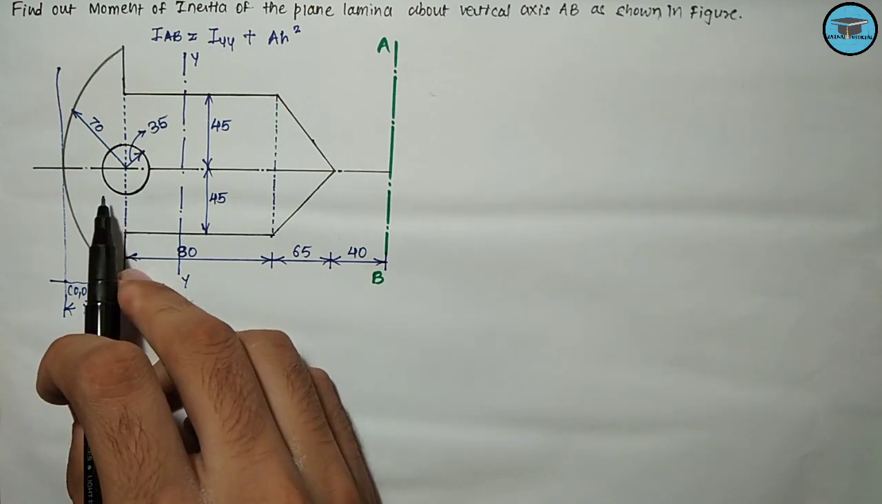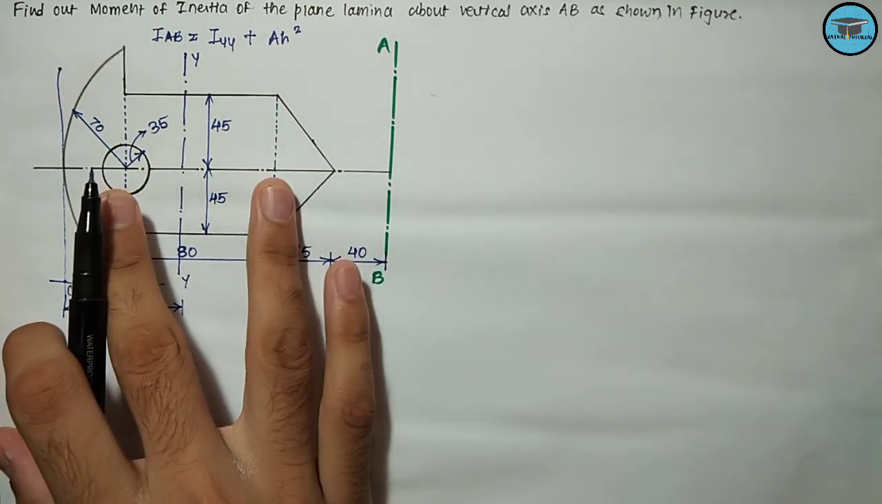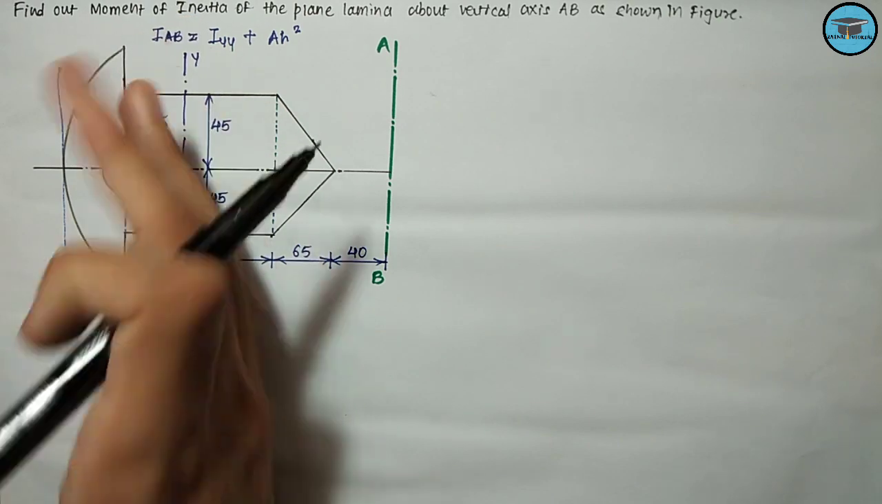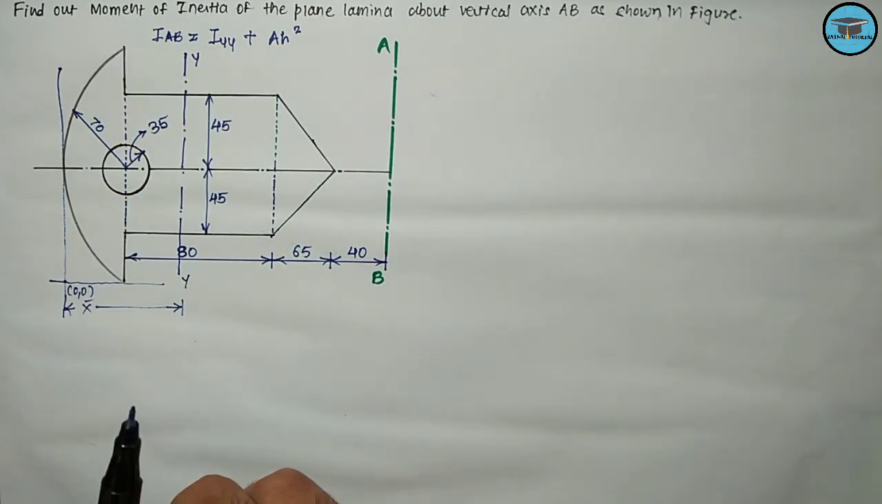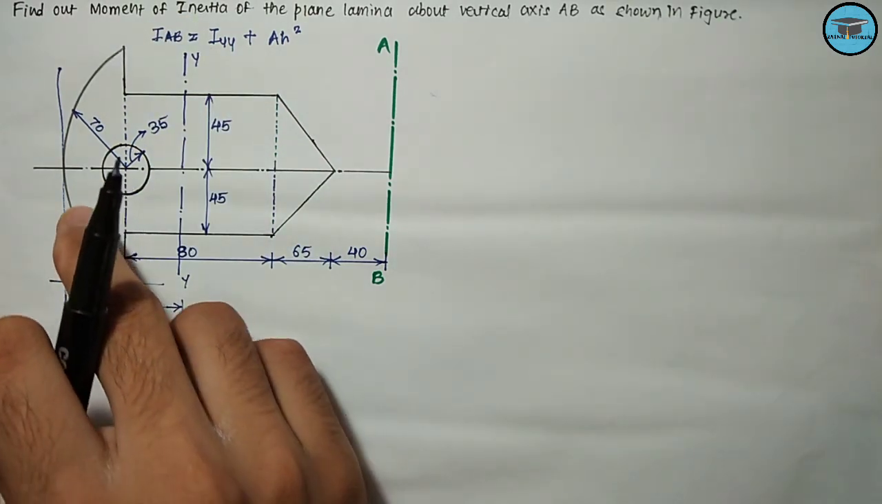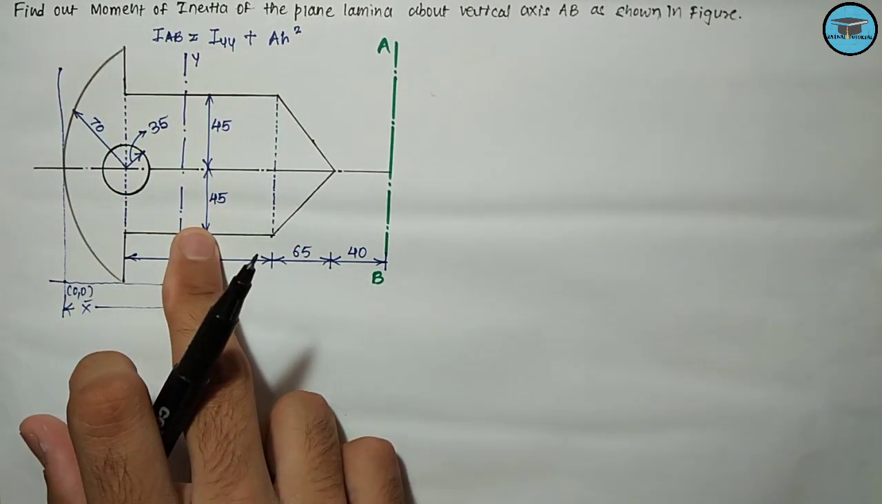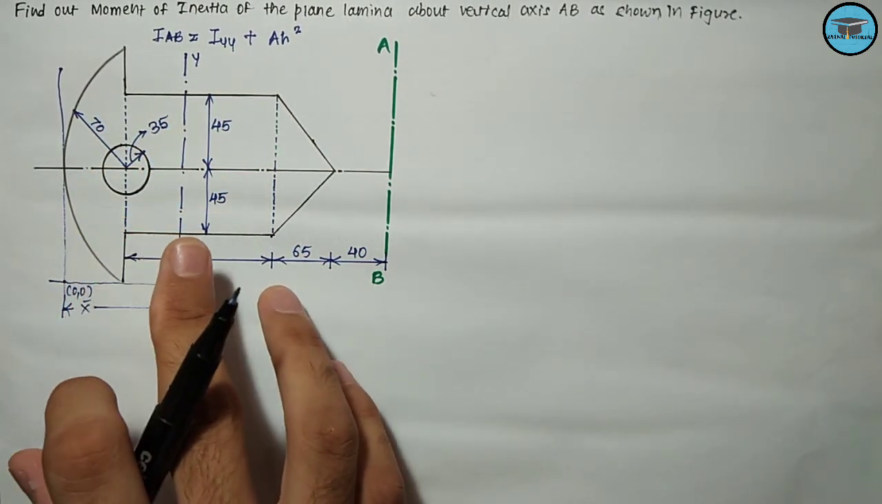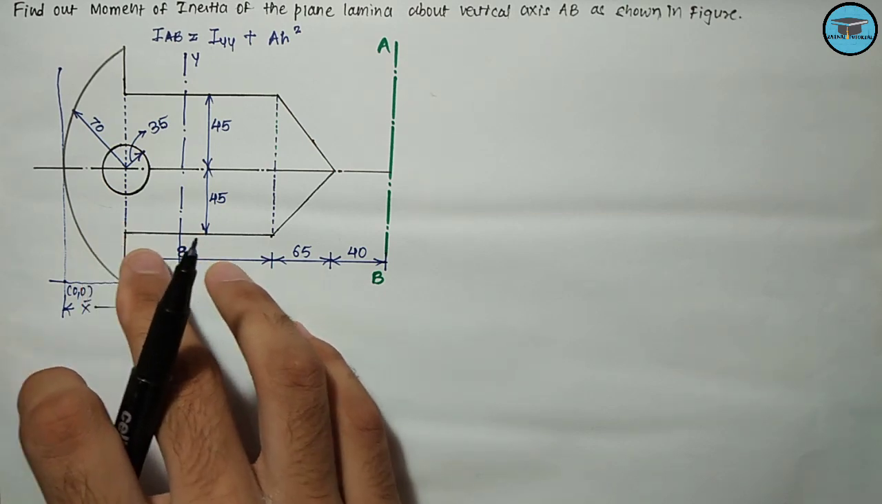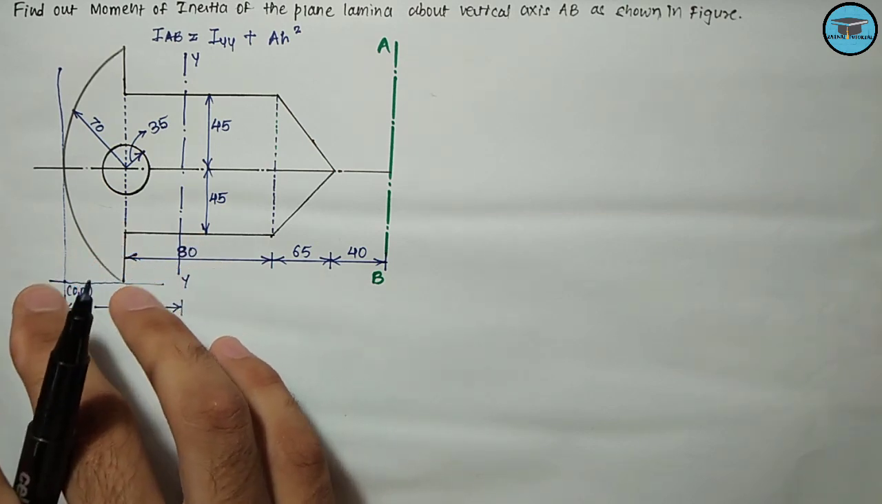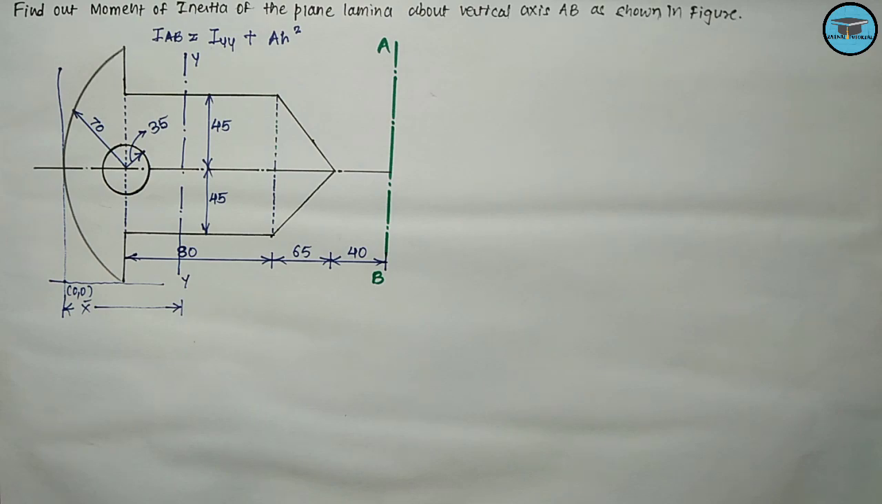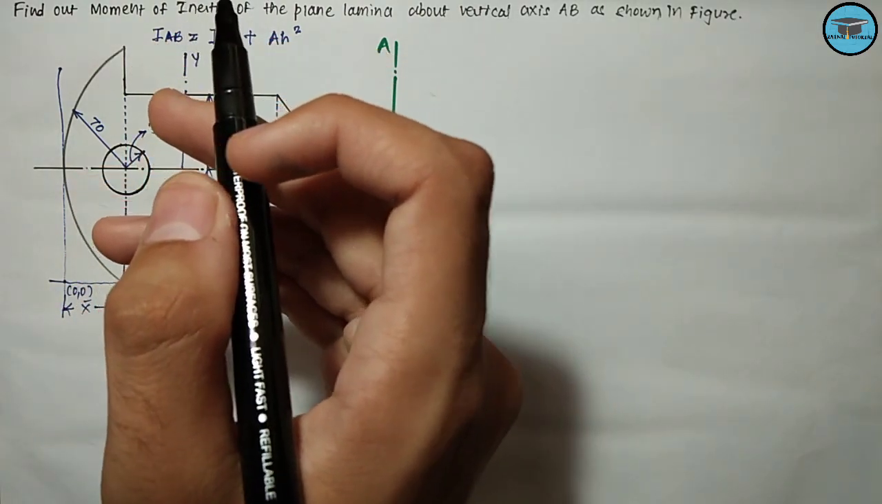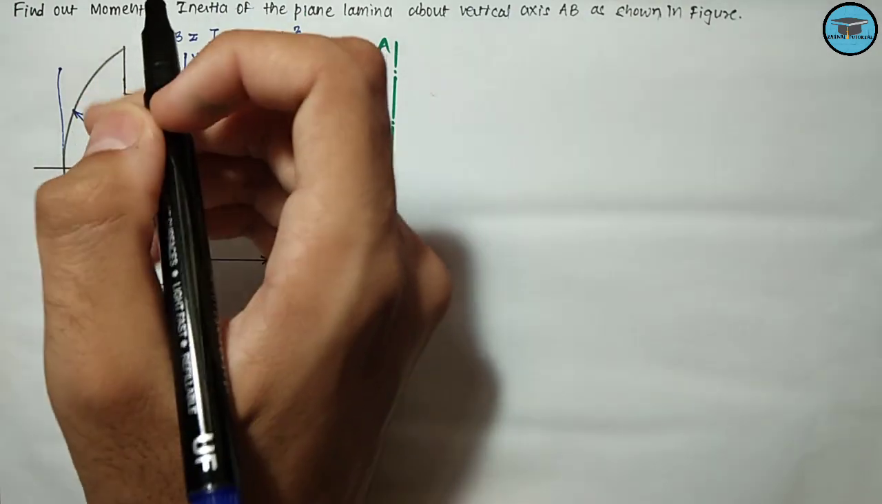Now we need to determine the moment of inertia of this plane lamina about the axis YY. To do that, first of all we need to split this entire plane lamina into standard figures whose moment of inertia and centroid location we know.